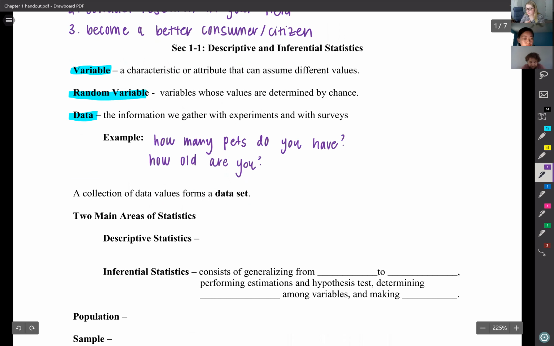And then down here, it says a collection of data values will form a data set. So if I surveyed you all and I asked you all for your majors and I took that list, that would be a data set. So if I took all the answers that I got from everyone, that would be my data set. If I'm doing an experiment on, let's see, how many pets people have around my apartment complex, I could ask everyone, get those answers, and that would be my data set.